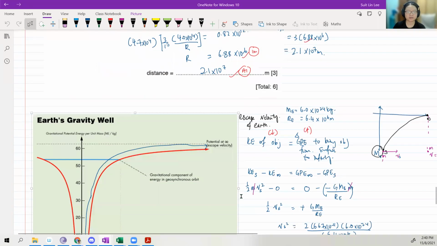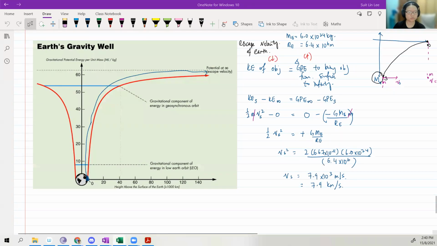Okay. And my OneNote is a bit weird. Okay. Close everything.